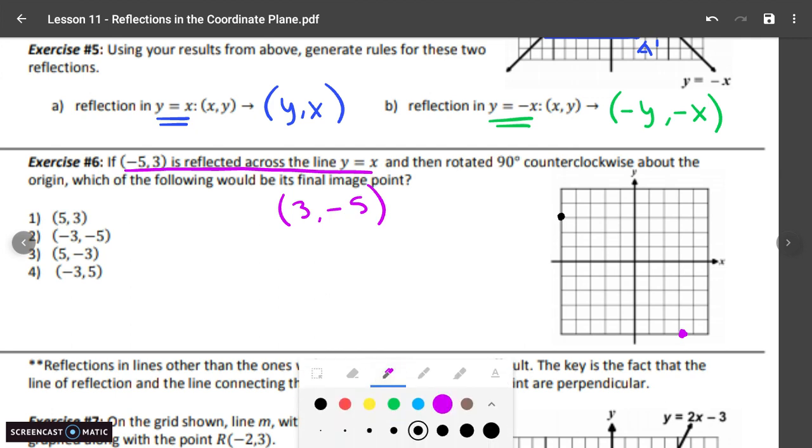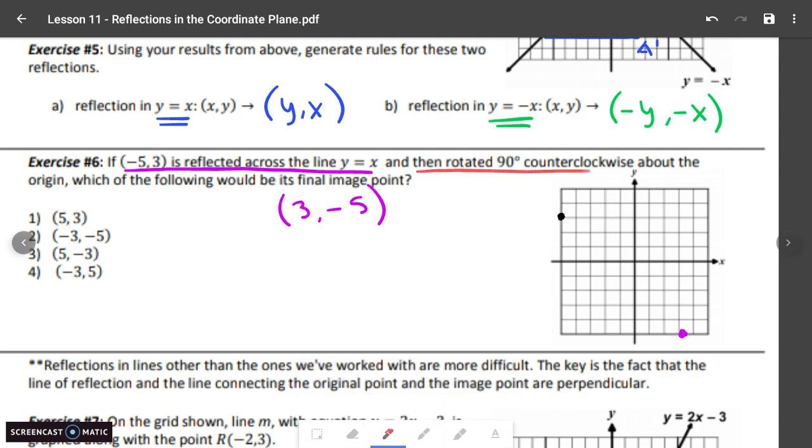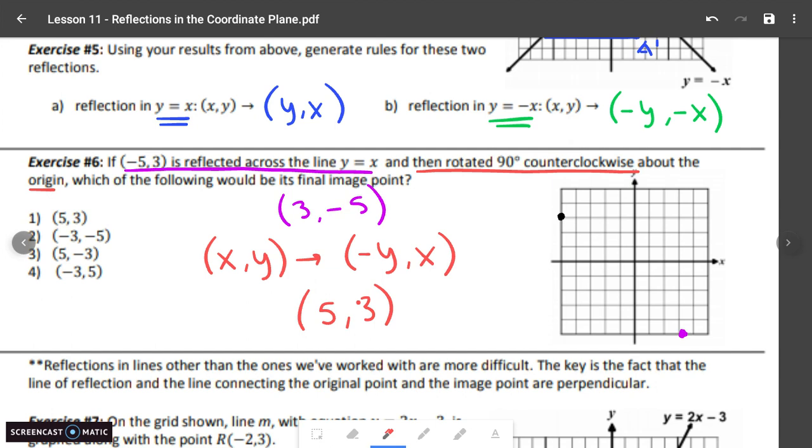But now we also have an and then rotated 90 degrees counterclockwise about the origin. So remember, just as a reminder, that starts as x, y and changes it to -y, x. And that means we'd have the point +5, 3. Choice 1. Okay. You could also turn your page 90 degrees counterclockwise to see if that point falls right there. So if that purple point, if I move that up, we are going to end up at 5, 3, right there. Okay.